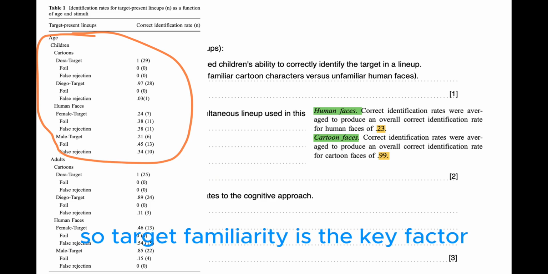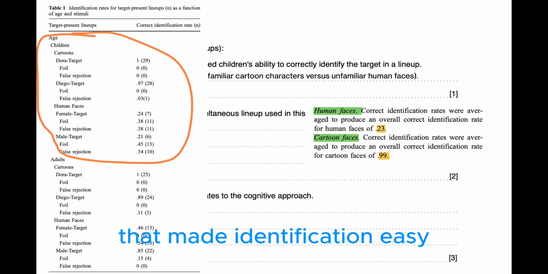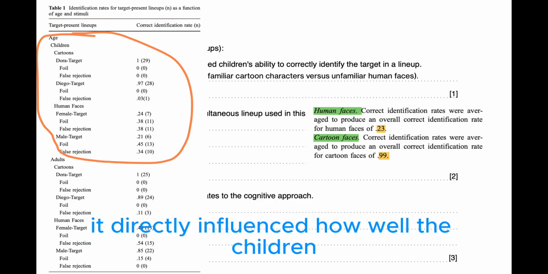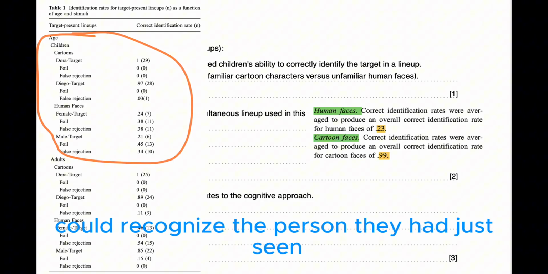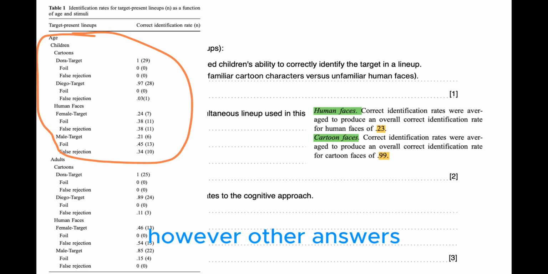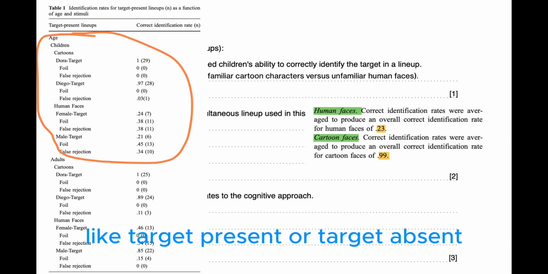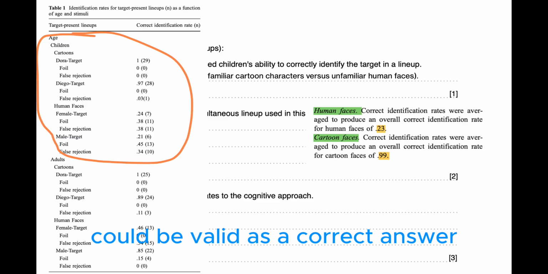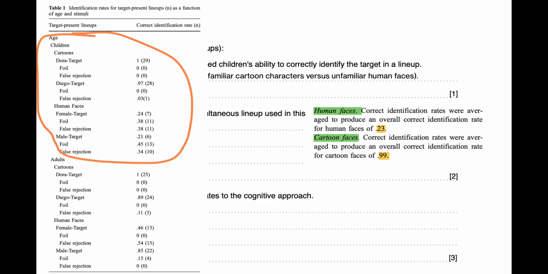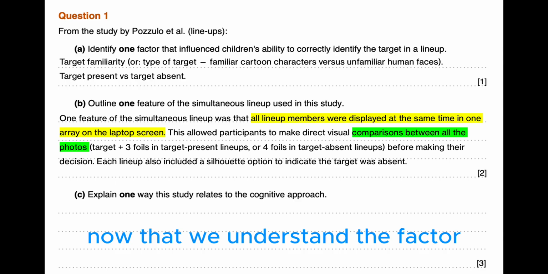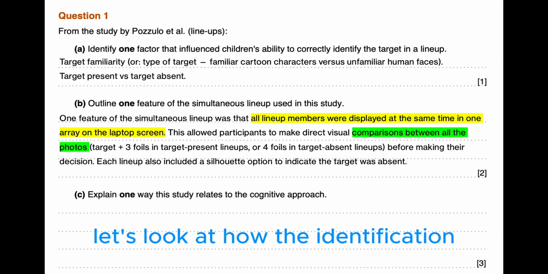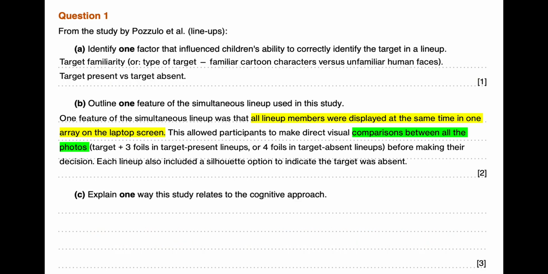So, target familiarity is the key factor that made identification easy or difficult. It directly influenced how well the children could recognize the person they had just seen. However, other answers like target present or target absent could be valid as a correct answer. Part B. Now that we understand the factor, let's look at how the identification was actually tested.